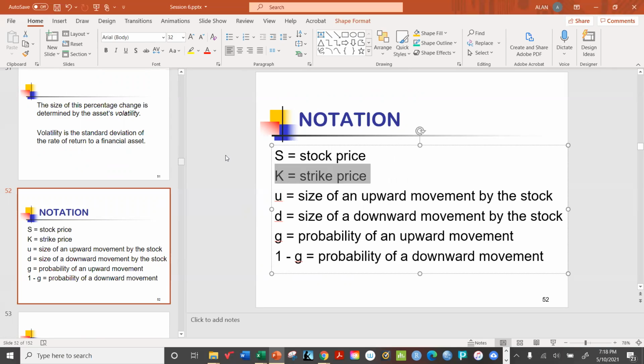Now here's some new stuff. U and D. If the stock goes up, U is the constant that tells me by how much it goes up. If the stock price goes down, D is the constant that tells me by how much it goes down. And then finally, we need to keep track of probabilities, which we did not have before. G is the probability that the stock goes up, and 1 minus g is therefore the probability that the stock goes down, because there's only 2 possibilities, up and down. So those probabilities have to add up to 1.